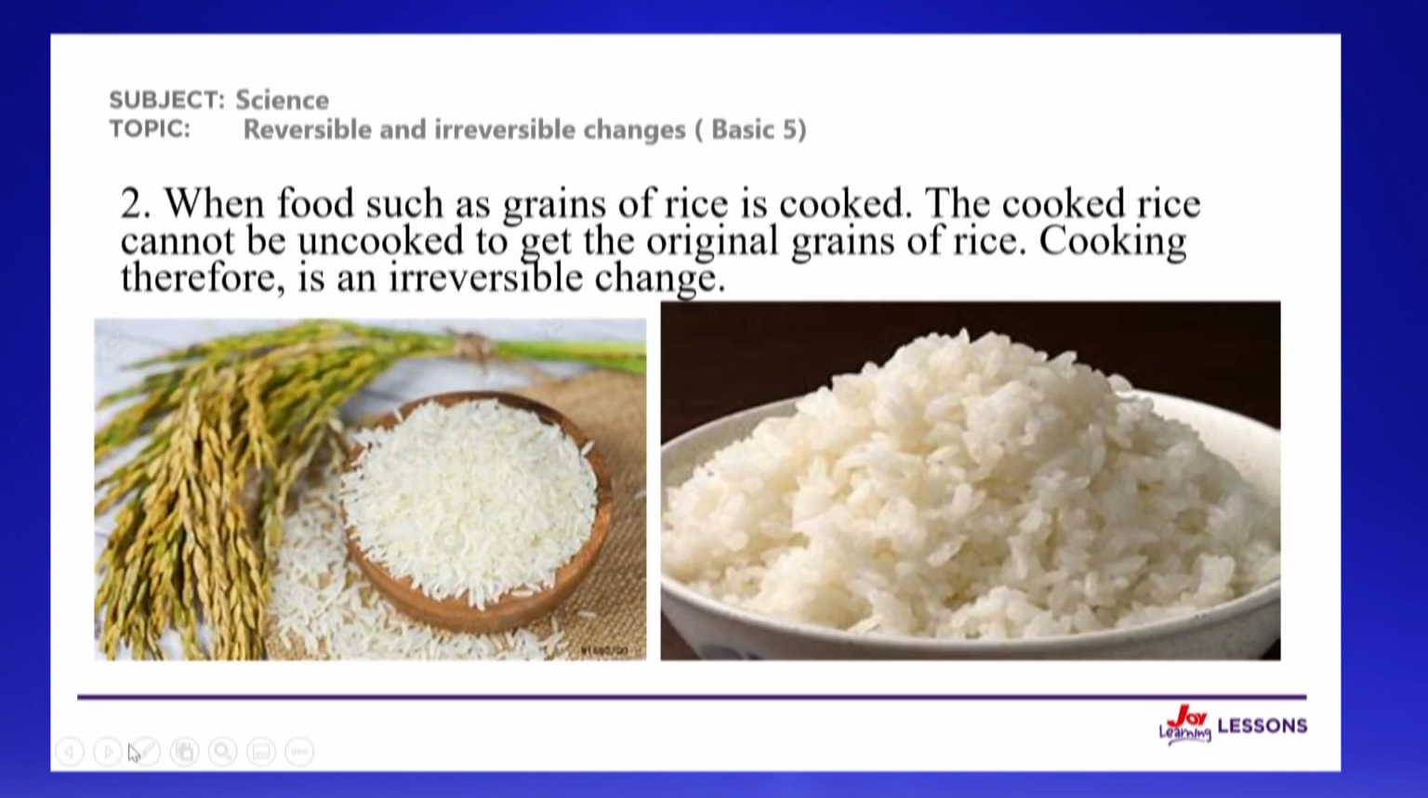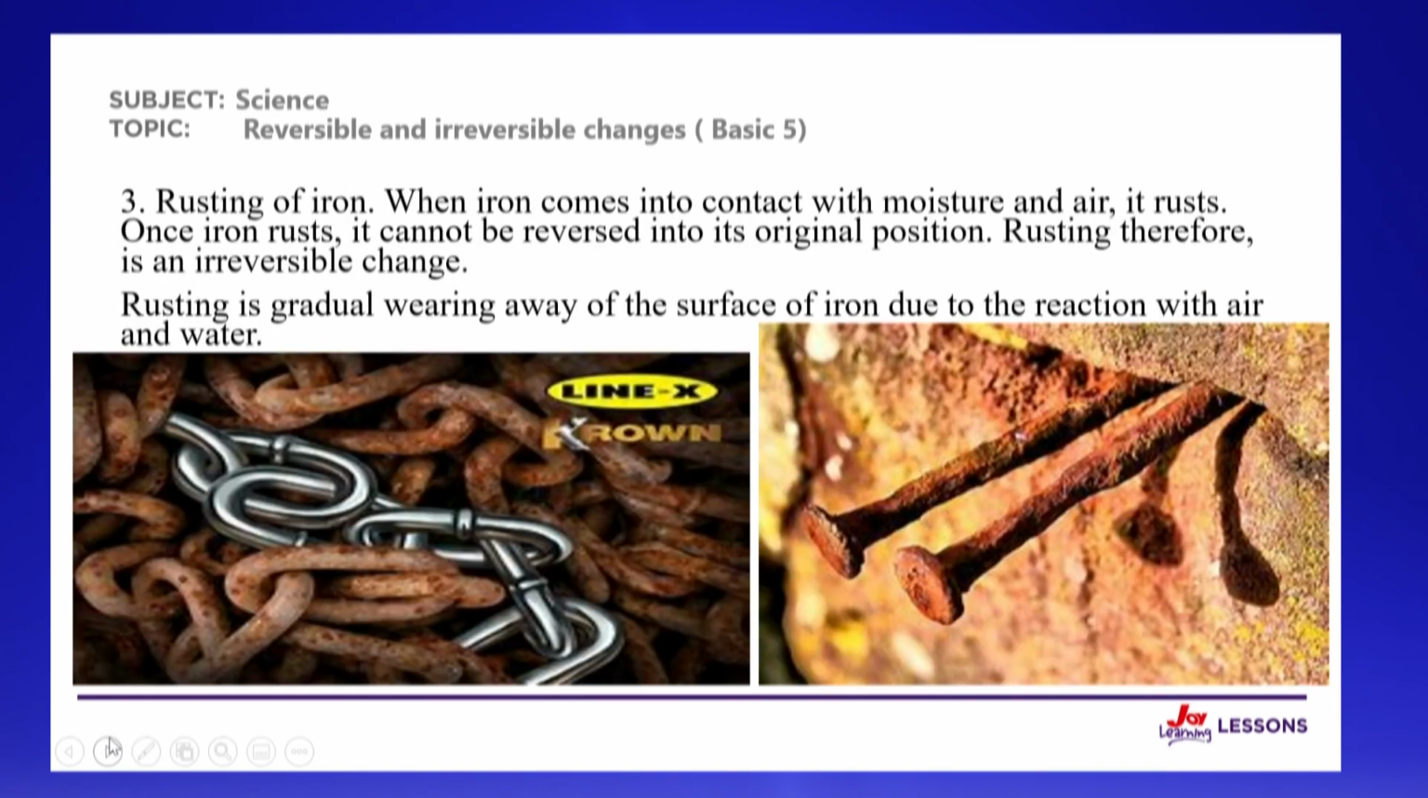When food such as rice is cooked, the cooked rice cannot be uncooked to get to the original grains of rice again. Cooking, therefore, is what? Irreversible change, because you cannot reverse it. Another one is rusting of iron. When iron comes into contact with moisture and air, it rusts. Once iron rusts, it cannot be reversed to its original state. So rusting, therefore, is irreversible change. Rusting is the wearing away of the surface of iron when it comes into contact with air and water.